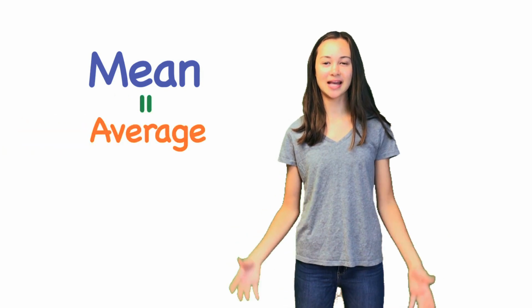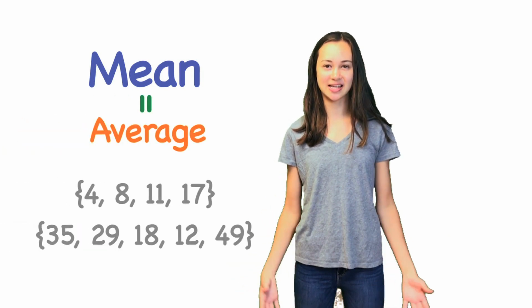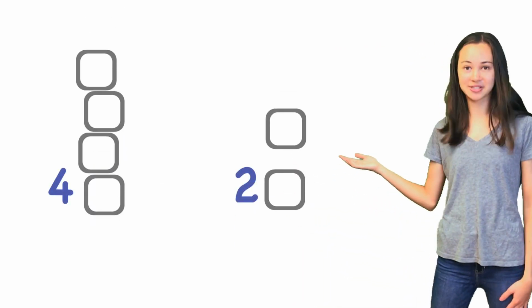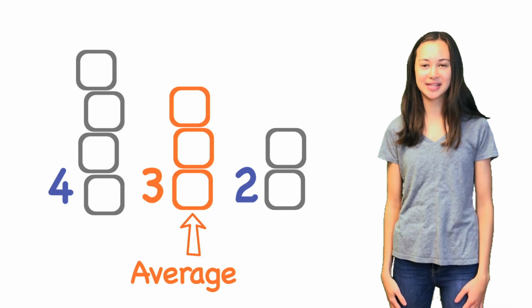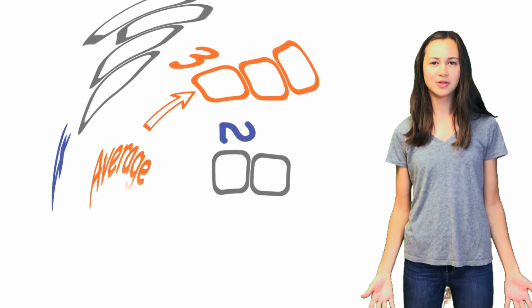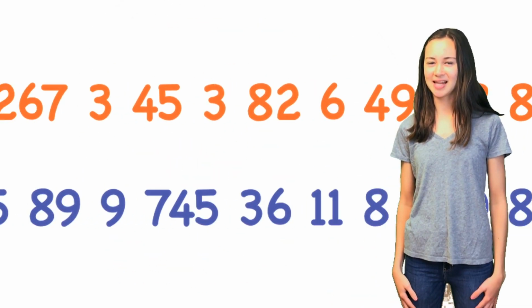Mean as an average. I like to think of mean as a number that has a good representation of an entire set of numbers. Like for example, let's take the numbers 4 and 2. The average is 3, the value exactly between the two numbers. But what if you have more than two numbers and you want to find the average?